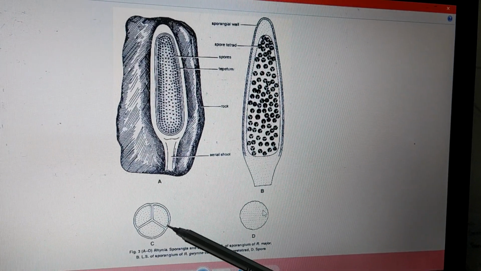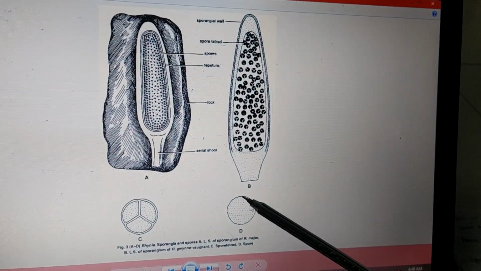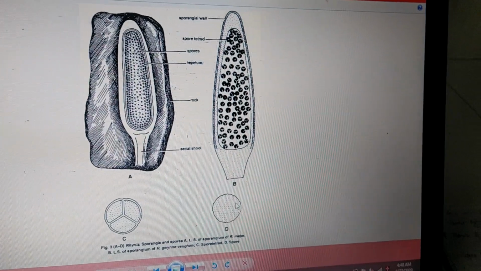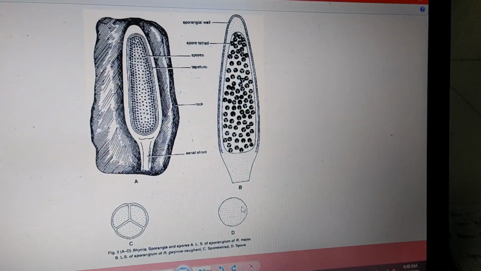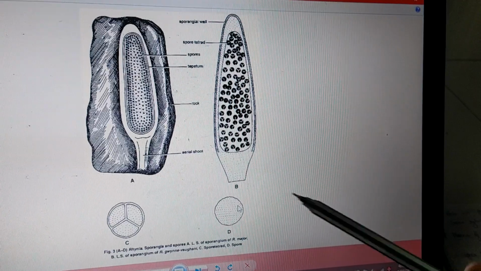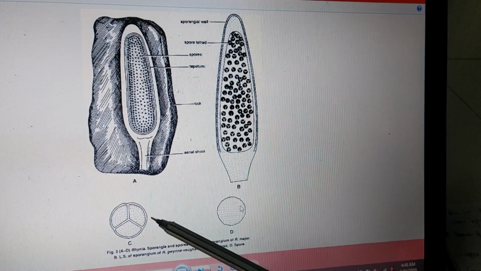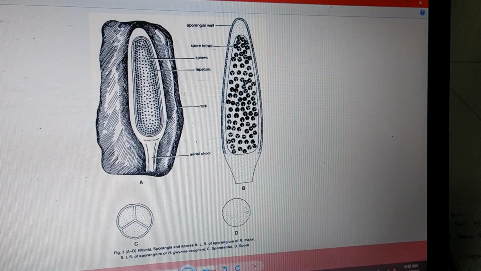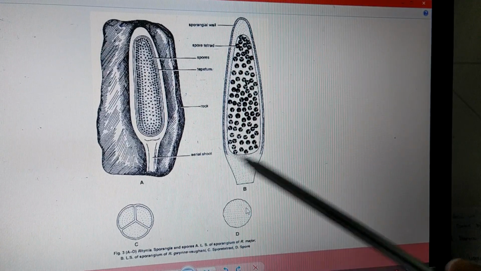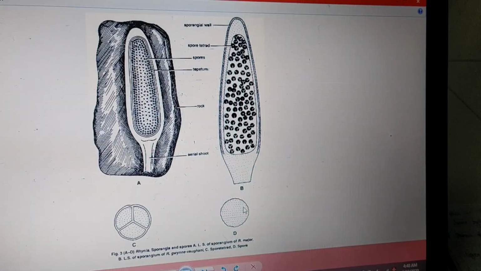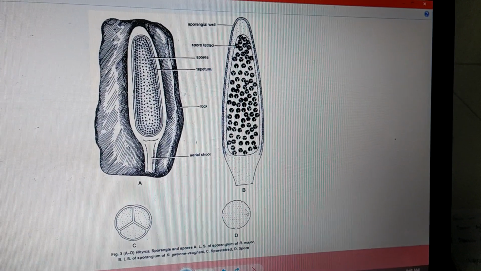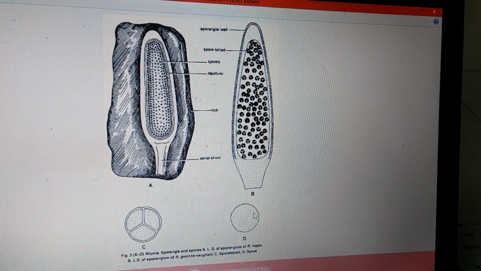This is a picture of a spore tetrad, followed by spores, a single spore. The outer layer of the spore is cutinized, and it consists of two walls, the exospore and the endospore. That picture is not shown here. This is the eusporangiate type of sporangium development.